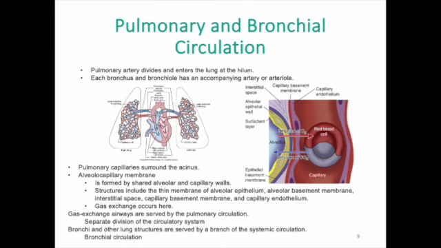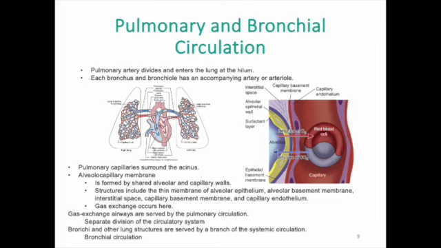Our pulmonary artery is an important structure that's going to divide and enter the lung at the hilum. And when it branches into each bronchus, it moves to all the bronchi at every certain division of this pulmonary tree. So every bronchus, every bronchiole, will have an accompanying artery, or as it branches lower, arteriole. The arterioles will divide at the terminal bronchioles, and this is what's going to form the network of the pulmonary capillaries around the acinus, those three structures.